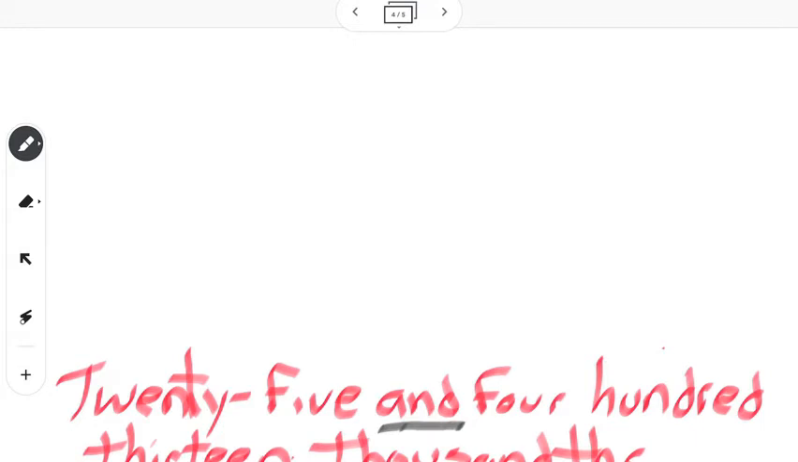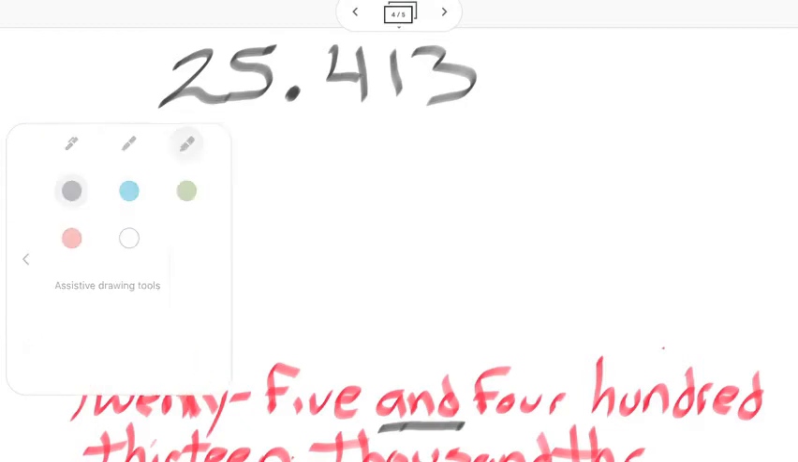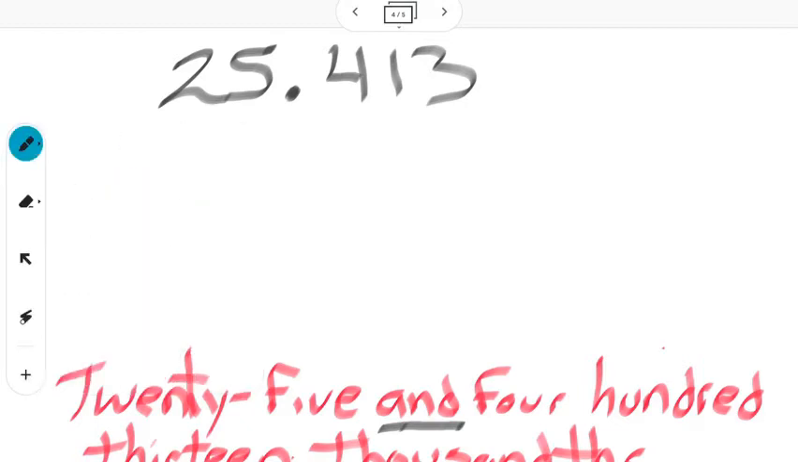So if I go up here to do standard form first, 25 and, that's telling me where my decimal goes, 413 thousandths. So I know I'm going to go over 3 places, and I know it needs to read 413. So 25 and 413 thousandths. Now I'm going to go to expanded form. This one's going to be a little bit longer than the first few that we did.